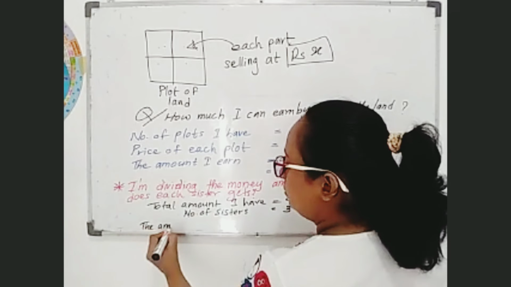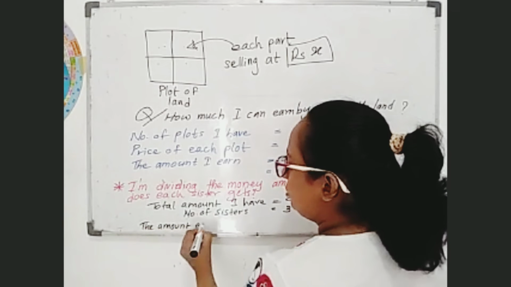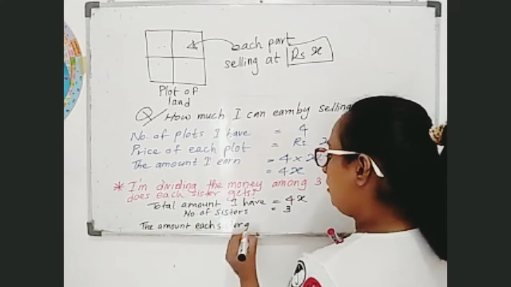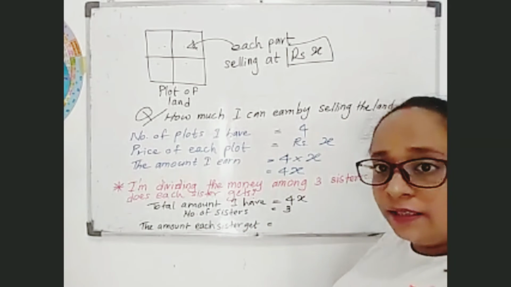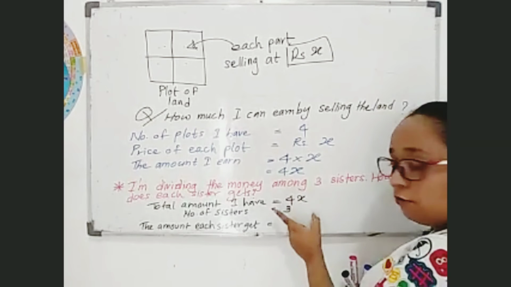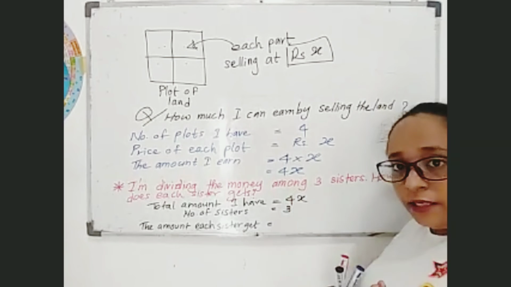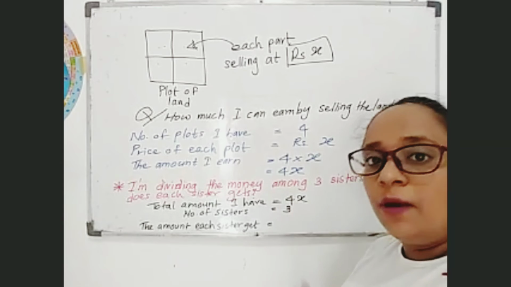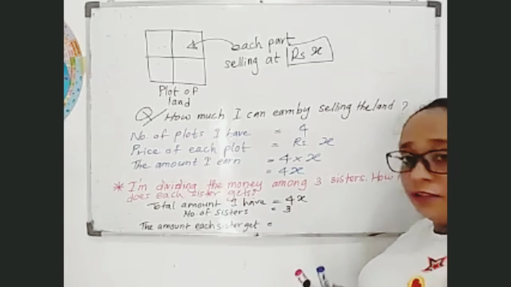The amount each sister gets. We have to find how much each one gets. Totally I have 4x. There are three people to divide among. So this total amount I have to divide among 3.